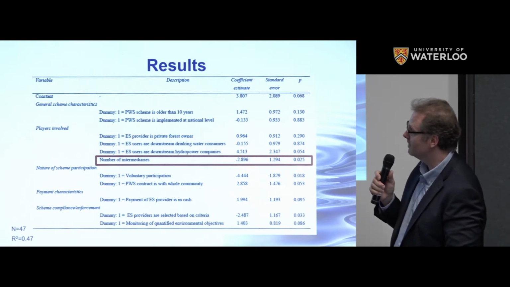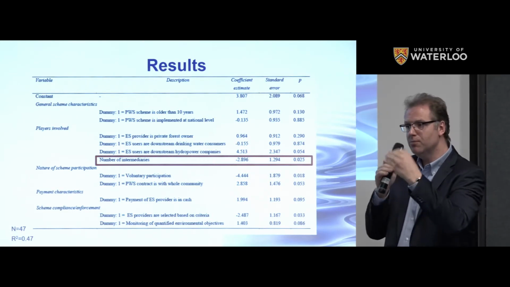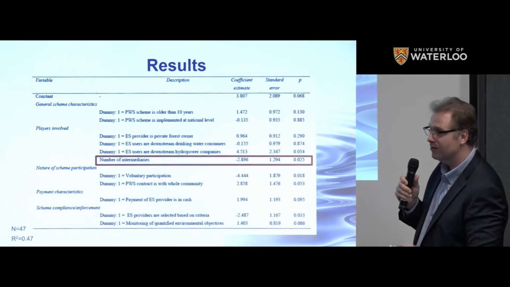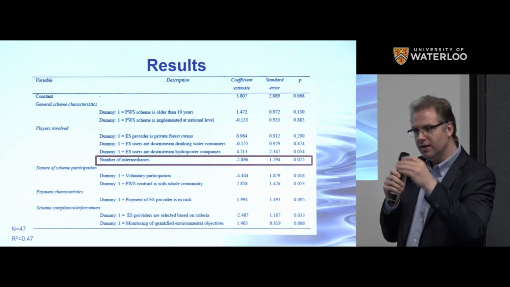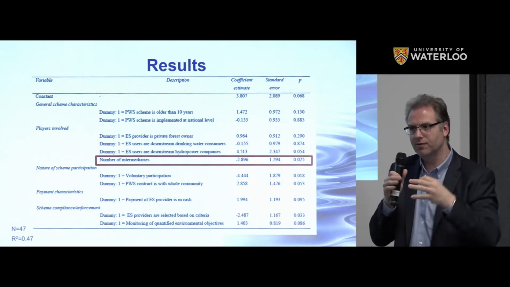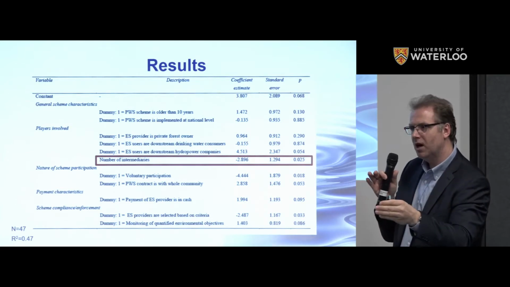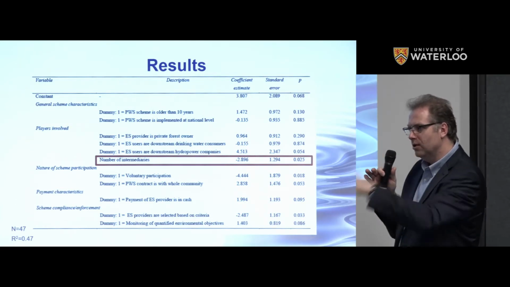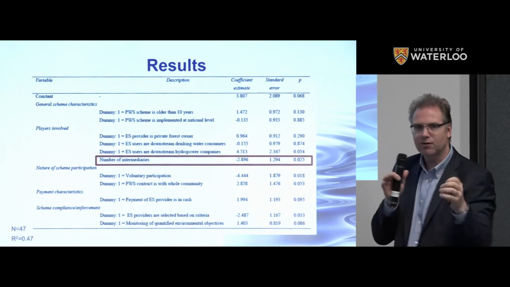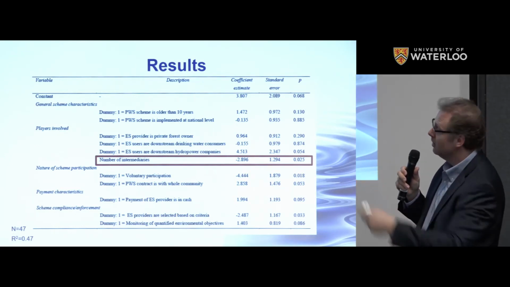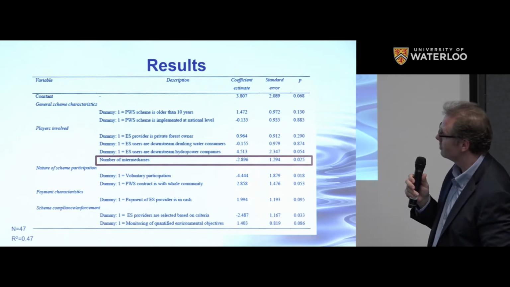Maybe also not unexpected, the more people that were in between the buyer and the seller, the number of intermediaries, had a significant negative impact. So there's an increase in so-called transaction costs. If you establish a market and you have a lot of intermediary people that are also all trying to get something out of that market, that reduces the effectiveness of the market in actually providing the ecosystem service.